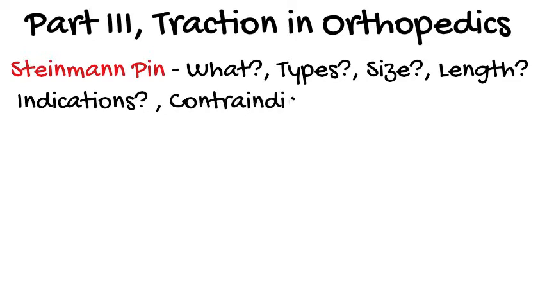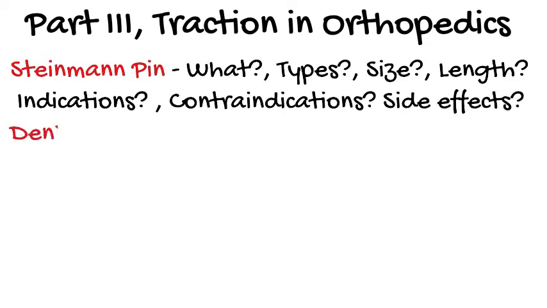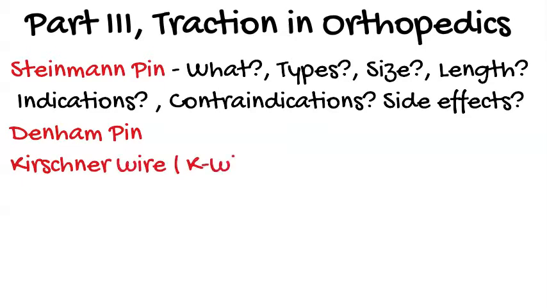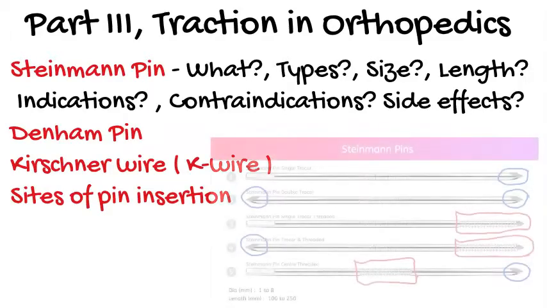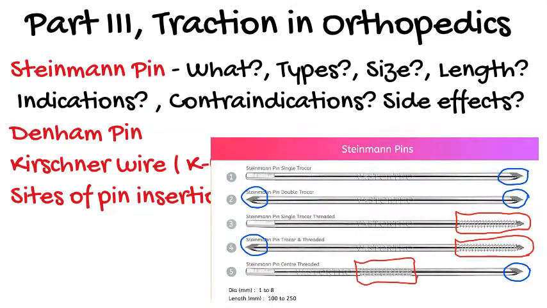Today I will be covering part 3 of traction in orthopedics. In this video, the topics that I will cover are Steinmann Pin: what is it, how many types of Steinmann Pin there are, the sizes and length of Steinmann Pin, what are the indications of Steinmann Pin insertion, what are the contraindications, and the side effects of the insertion of the Steinmann Pin itself. At the same time, I will cover Denham Pin, Kirschner wire or frequently called K-wire, and finally the sites of pin insertion.